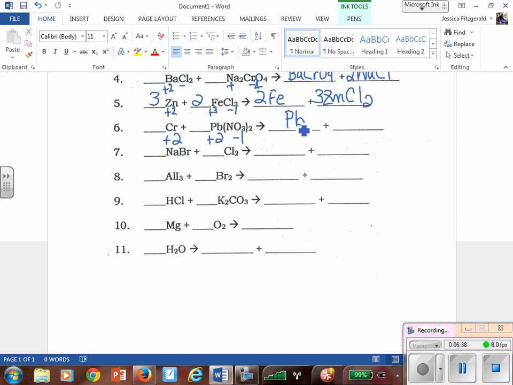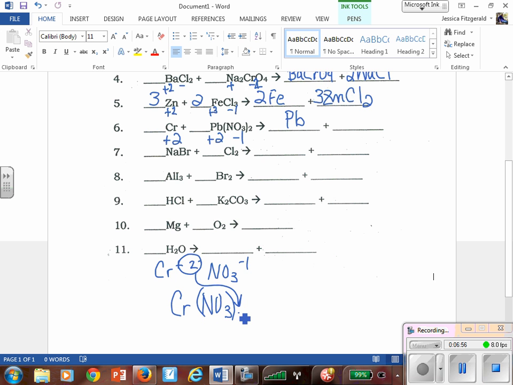And then we're going to combine our chromium that has a +2 charge with our nitrate that has a -1 charge. So that means this 2 is going to go over here. So we'll need to put parentheses around the NO3. And this 1 is going to drop down and go over here. So our compound will be Cr(NO3)2.